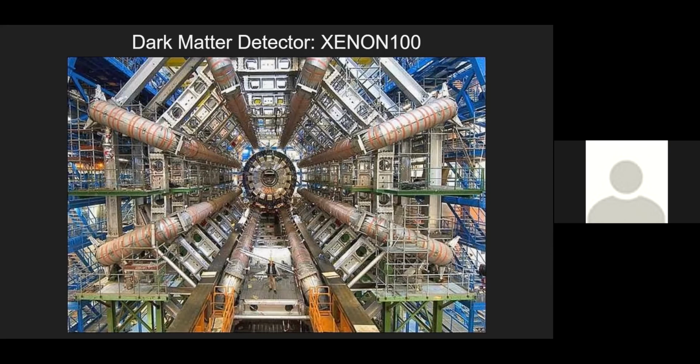But it's tricky because you've got to try and differentiate between a dark matter annihilation event and normal events which might produce gamma rays. So there are still no confirmed dark matter detections from the gamma rays either.